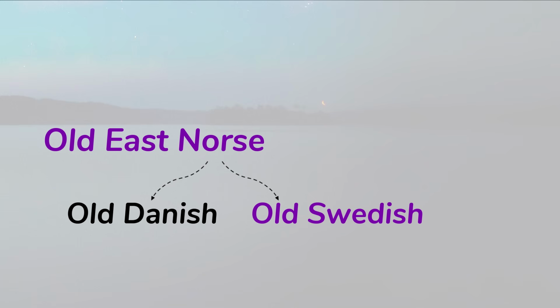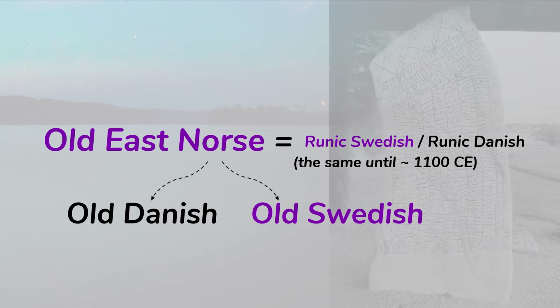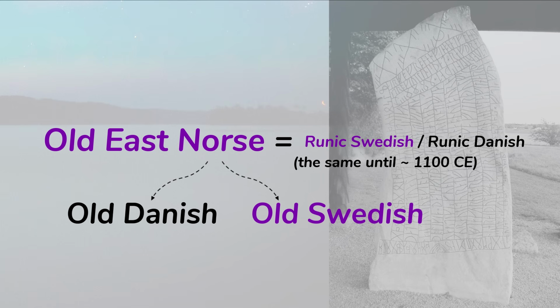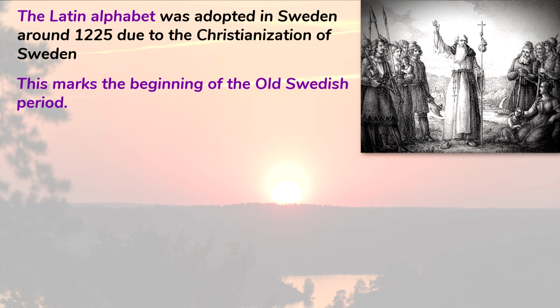Old East Norse is sometimes referred to as Runic Swedish and Runic Danish, even though they were basically the same until around the year 1100. This name comes from the fact that it was written in the Runic alphabet, specifically the Younger Futhark alphabet. The Latin alphabet was adopted in Sweden around 1225 due to the Christianization of Sweden, and this marks the beginning of the Old Swedish period.